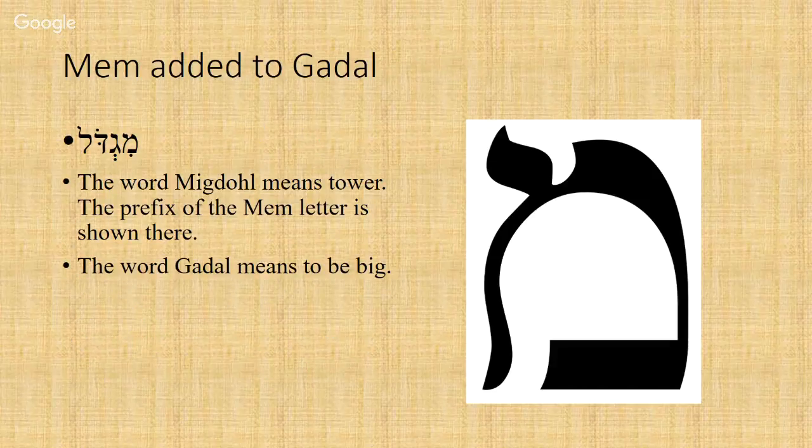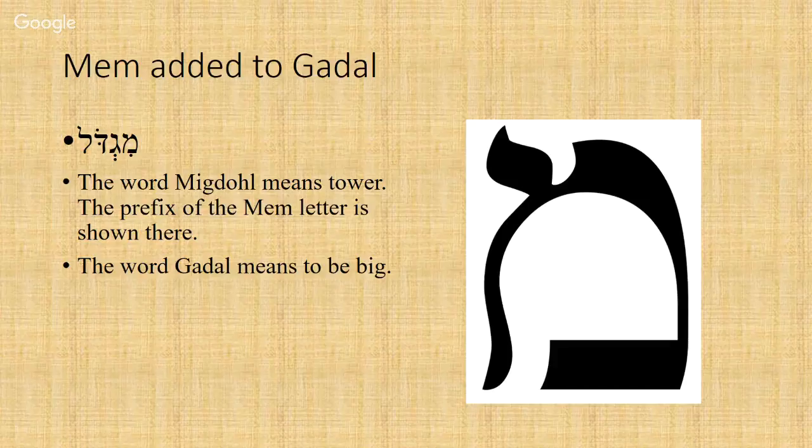Mem added to gadal. All right, what you're looking at there is the word migdol. The word migdol means tower. The prefix of the mem letter is shown there. The word gadal means to be big. So as you can begin to see, you will have the gimel, the dalet, and the lamed. Gadal means to be big, or to be large, or to be great. It doesn't mean to be good. Anything that's good is not necessarily great. Everything that's great is not necessarily good.